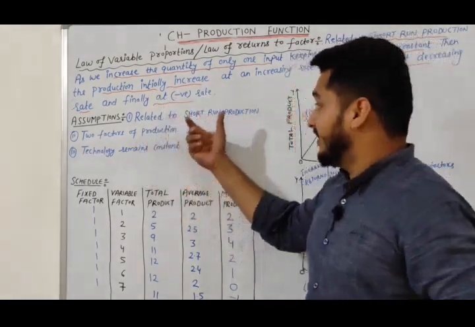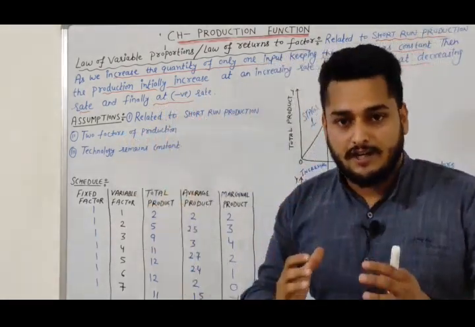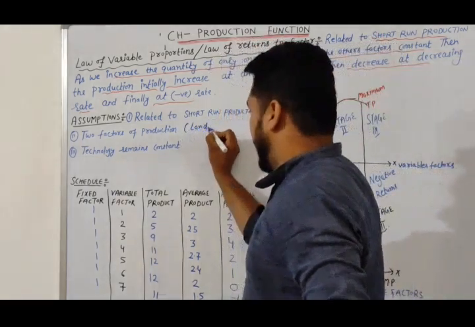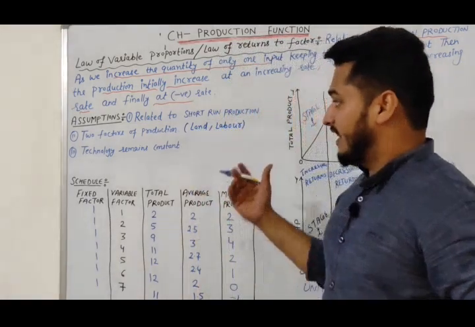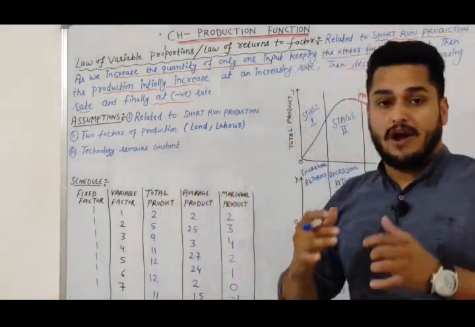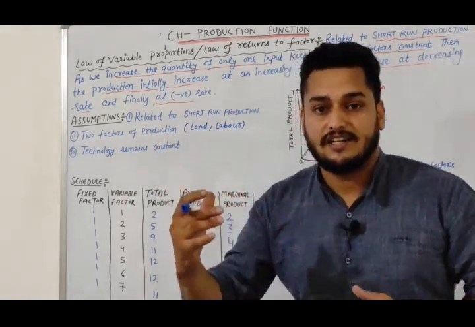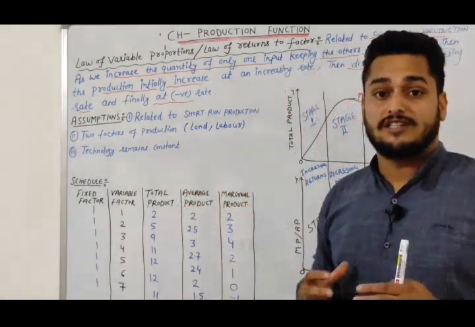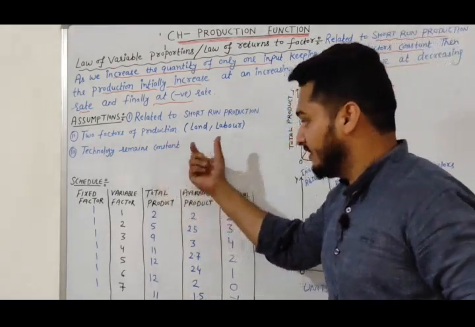So, assumptions. First, it's related to short-run production. Second, two factors of production. There are only two factors of production. The first is land and the second is labor. Third, technology remains constant. Why does technology remain constant? If we increase our technology, the production is increased, and this law is not applicable if technology is increased or production is increased. So technology remains constant.